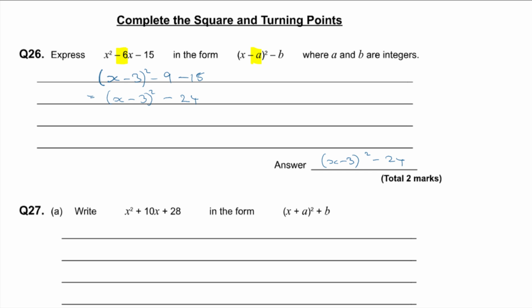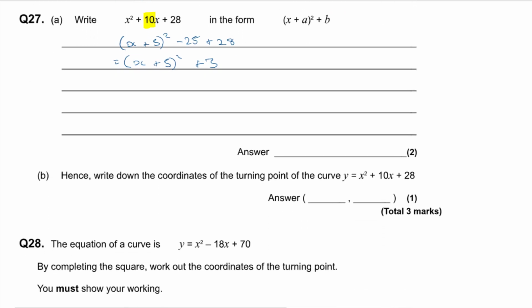Part 27a, write x squared plus 10x plus 28 in the form x plus a all squared plus b, so in completed square form. Again, I'm going to take this coefficient of x and halve it. That's the thing that goes in the bracket. x plus 5 all squared. I'm going to take off the square of 5, minus 25, and add on the 28 I already had. Okay, so just tidying up that bit at the end, I'm going to get x plus 5 all squared plus 3. Okay, so I suppose a bit right on the answer line.